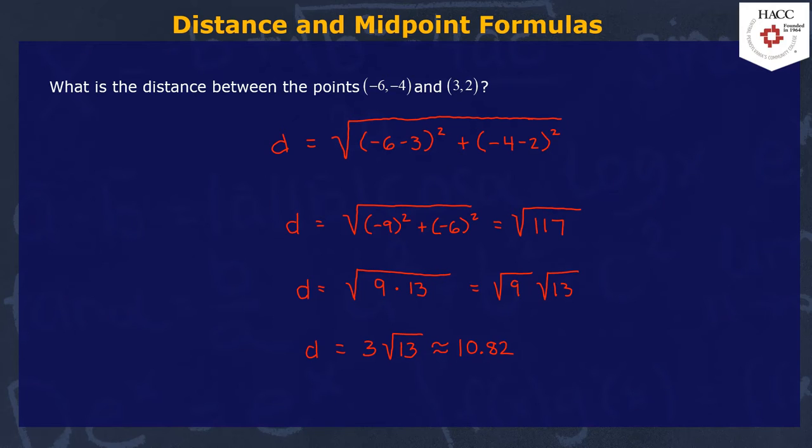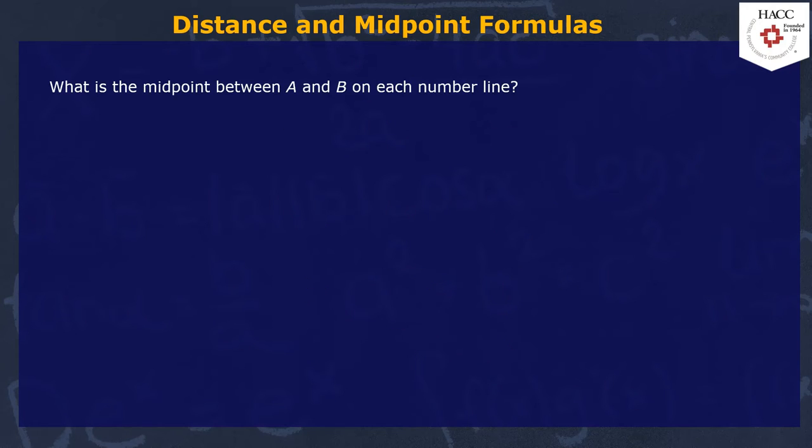Now let's look at midpoints. So I'm going to ask you what is the midpoint between A and B on the number lines I'm going to present to you. So for the first one, where A is at -3 and B is at 5, where is the midpoint?